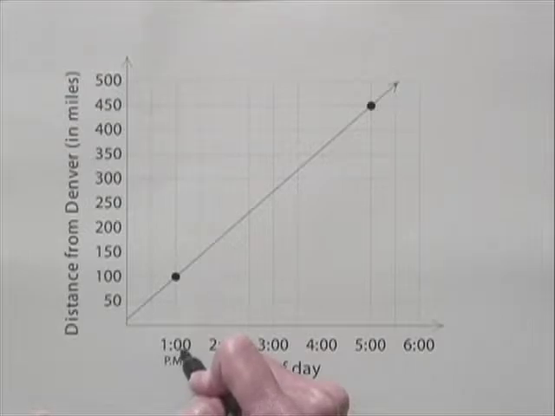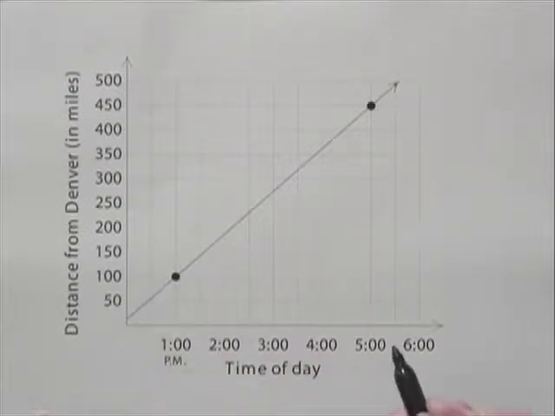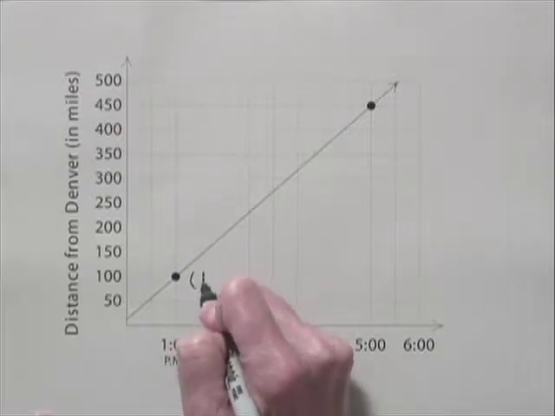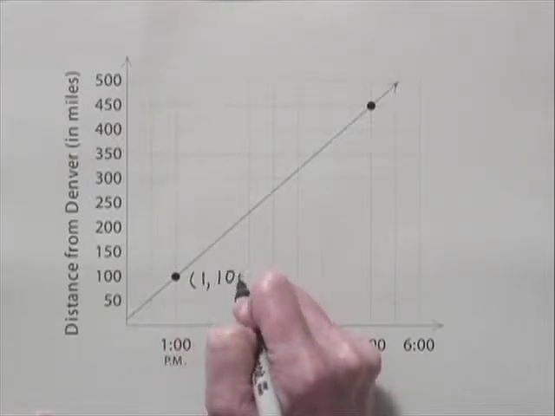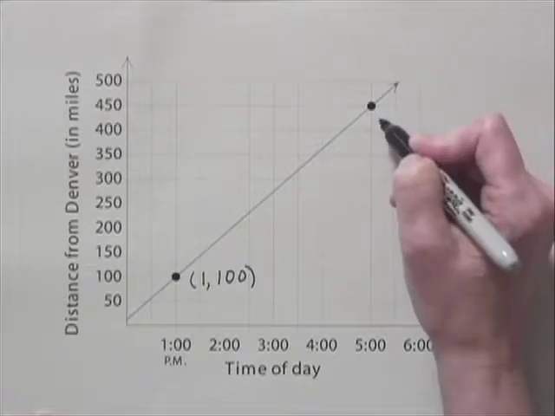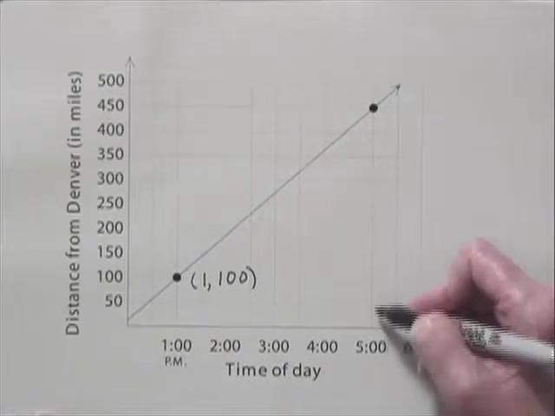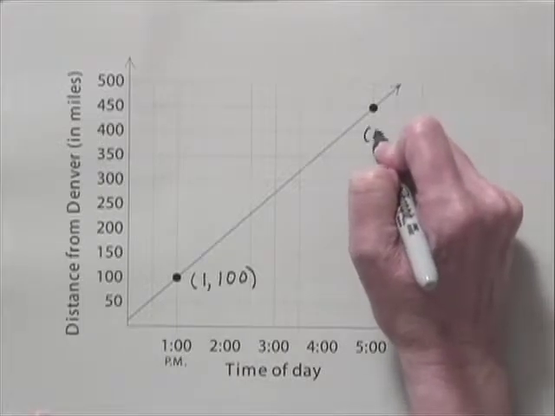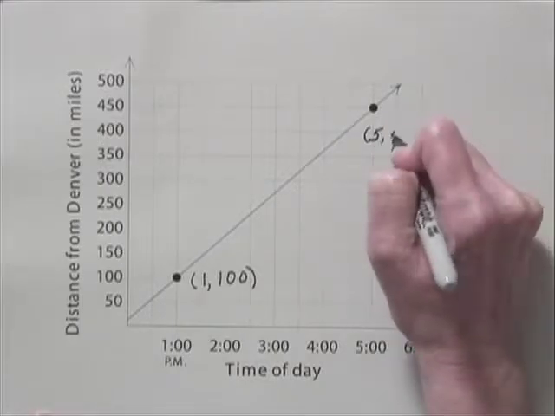This one corresponds to 1 p.m. and the distance from Denver is 100 miles. So we could label this point 1, 100. And the second point that's marked here corresponds to 5 p.m. and 450 miles. So let's label this 5, 450.